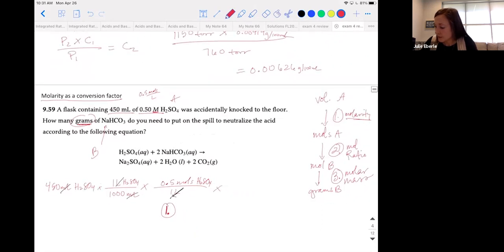Okay, now here comes step number 2. We're going to use the mole ratio. What is our mole ratio? Well, we're just going to look at H2SO4 and sodium bicarbonate. So it's a 1 to 2. So I'm trying to cancel moles of H2SO4. That's what I have on top right now. So for every 1 mole, it's 2 moles NaHCO3. And moles of H2SO4 cancel.